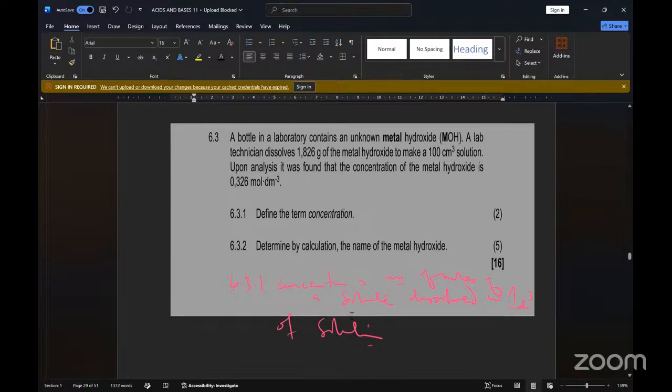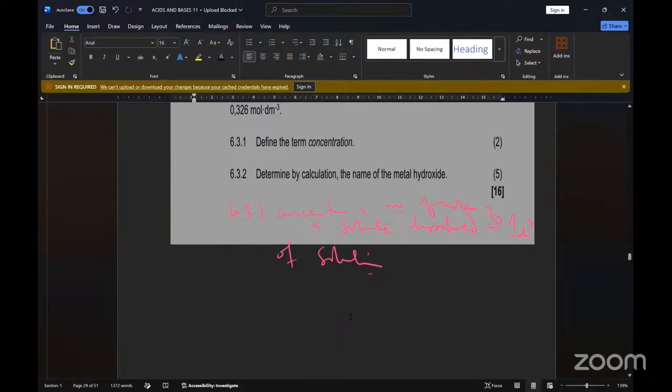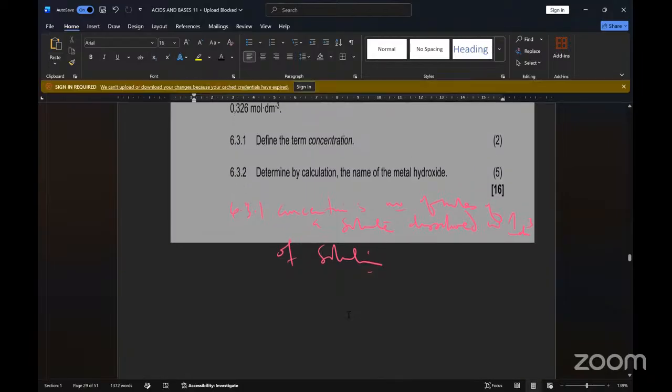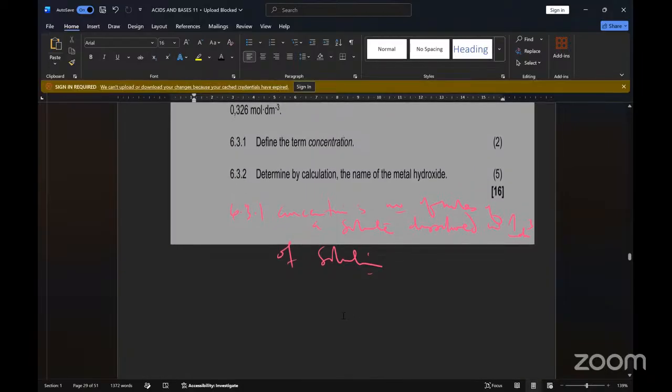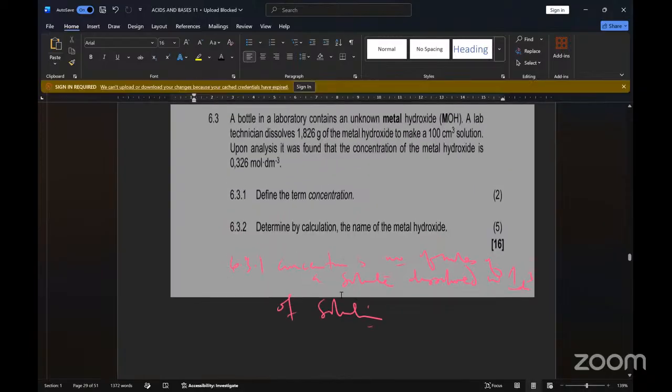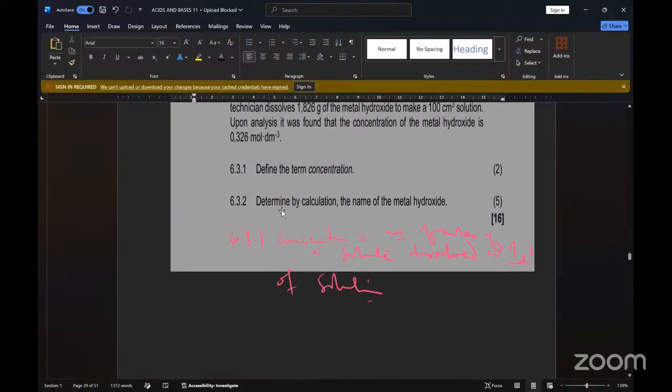There is a difference between concentrated and concentration. Concentration is number of moles over volume. That is the formula. But to define it, you say concentration is the number of moles of a solute dissolved in 1 decimeter cube of solution. So we have finished with the first one. Then it says, determine by calculation the name of the metal oxide. And you can see it's 5 marks there.